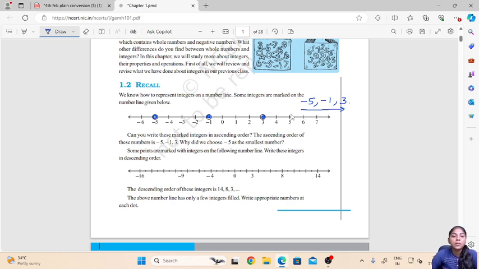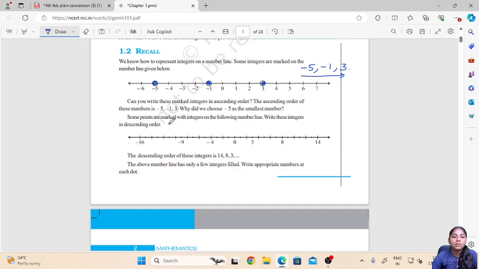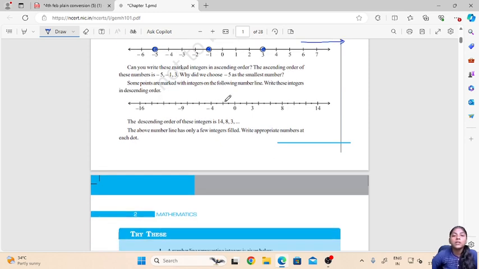Then some points are marked with integers on the following number line. Write these integers in descending order. So the descending order of these integers will be 14, then 8, then 3, 0, -4, -9 and then -16.